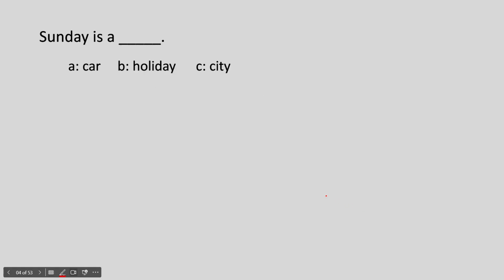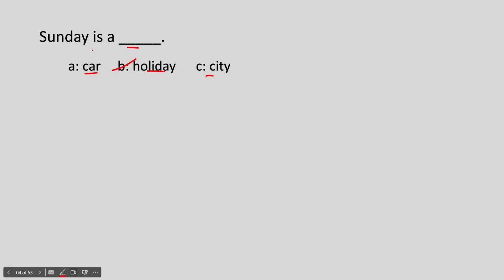Now the question is, let's say you have a sentence, and the sentence is "Sunday is a dash." Obviously you are going to fill that dash with a word. So what is the correct word? Is it a car, a holiday, or a city? Obviously the answer is a holiday. Sunday is a holiday. It's not a city, it's not a car.